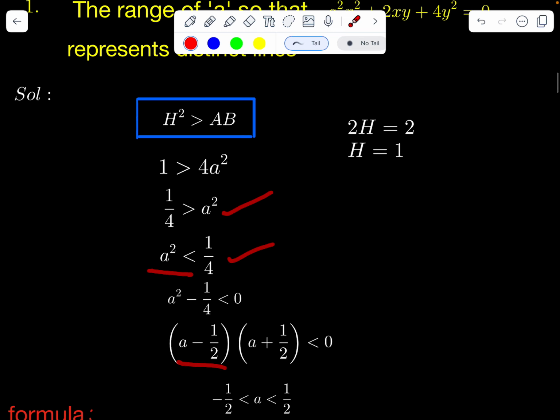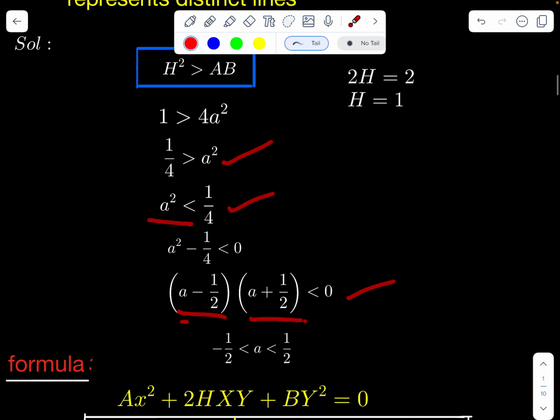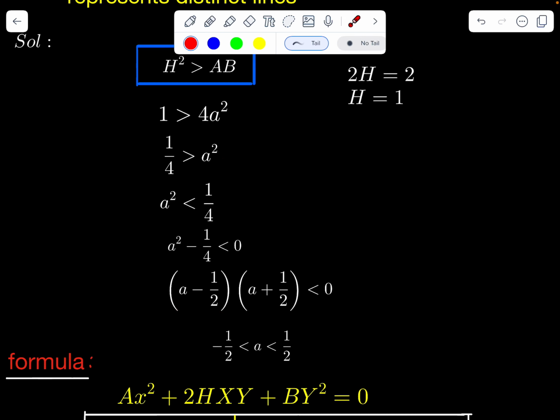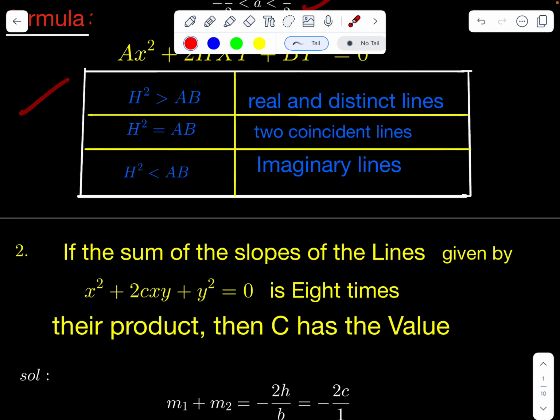Therefore, (a − 1/2)(a + 1/2) less than 0. These are the open intervals. Therefore, −1/2 < a < 1/2. Okay. This formula is very important.